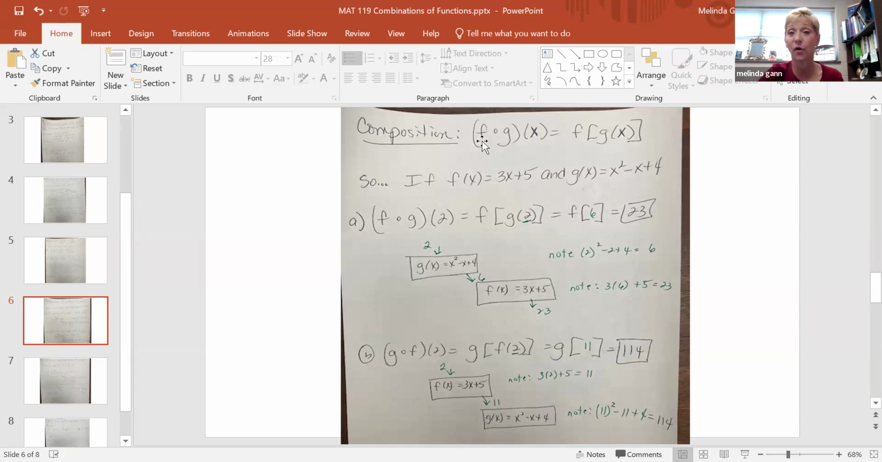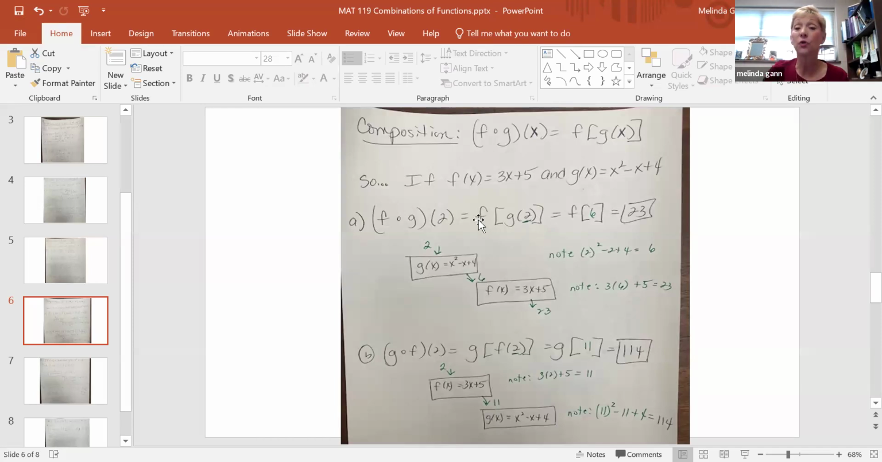Now, I want you to notice something. Look at the order. F is on the left first. G comes next. But the reason you need to write it like this is that you're used to what we call nested groupings, like parentheses inside of other parentheses. You always go from the inside out, not the outside in. So if they tell you to do F composed with G at 2, you need to write it like this. See, F is first, G is second. But remember, I go from the inside out. So I'm going to put 2 into G, and then that answer is going to go into F.